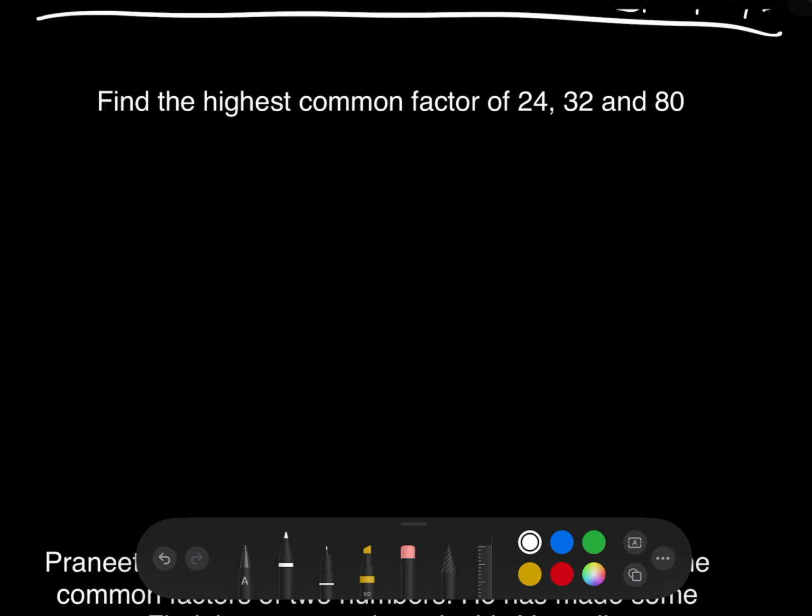So find the highest common factor of 24, 32, and 80. Okay, let's try to do the division process. So 24, 32, and 80. Since 80 is a big number, let's find the smallest divisor that these three numbers can be divided by. So let's start with 2.